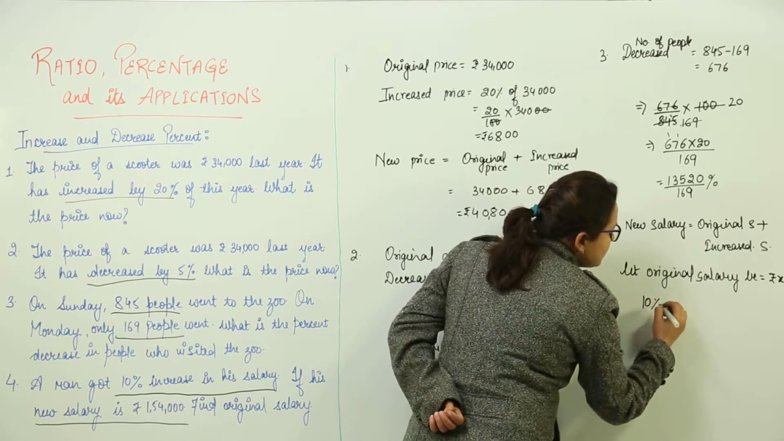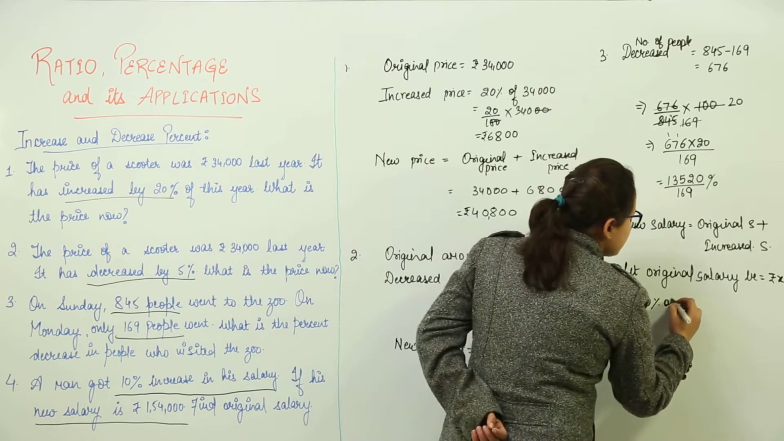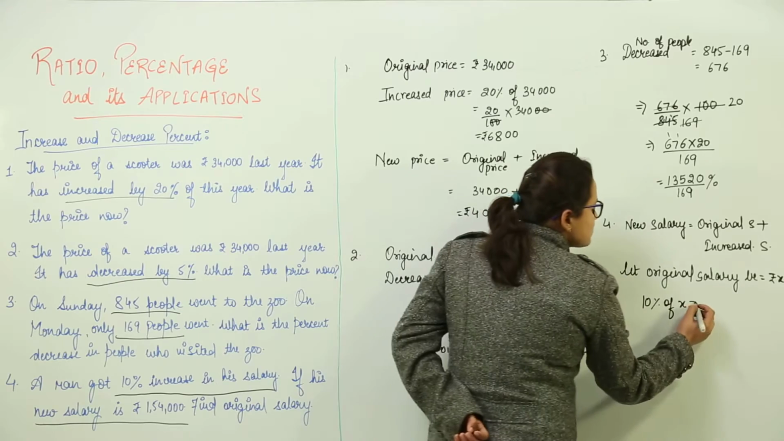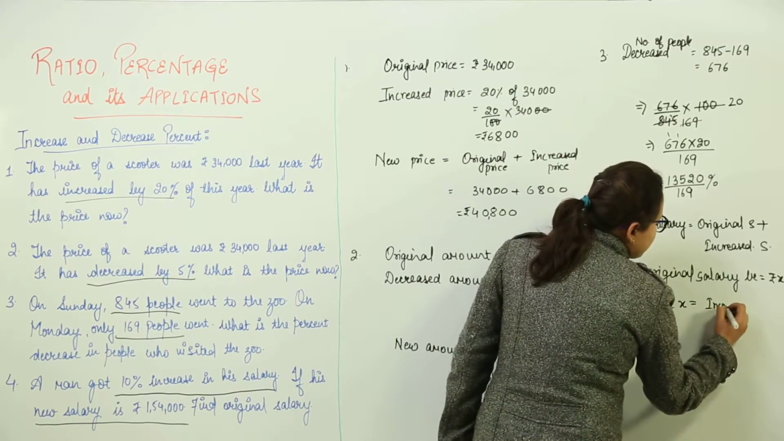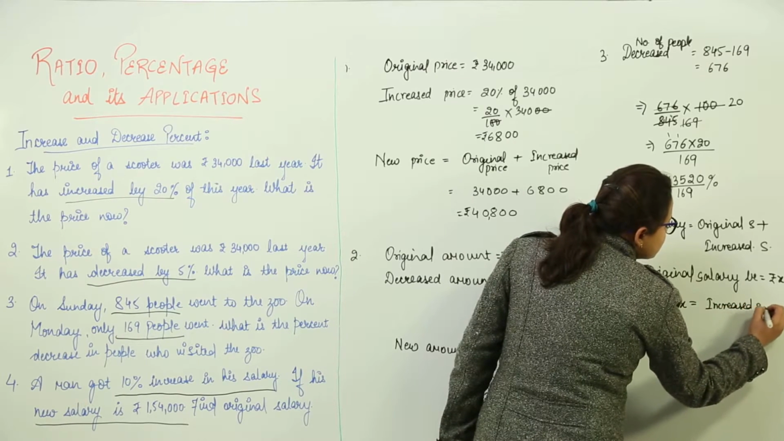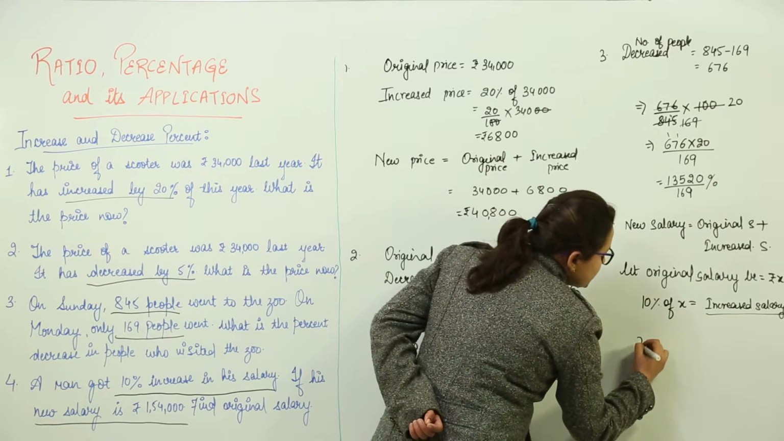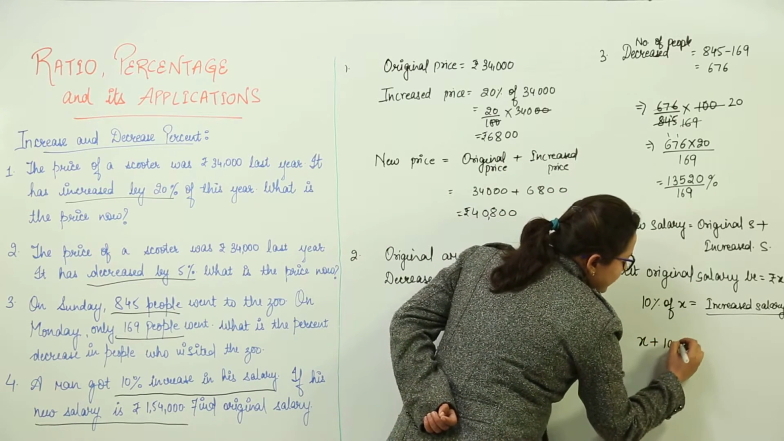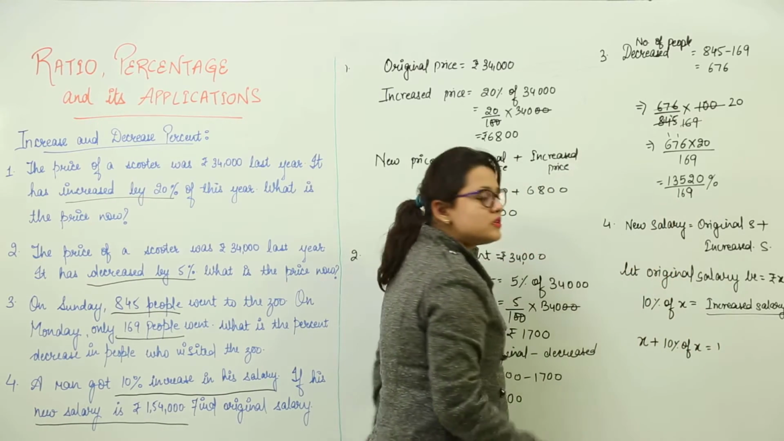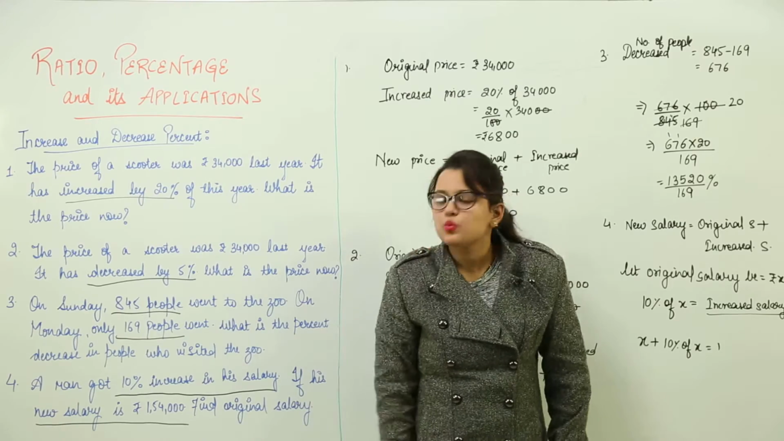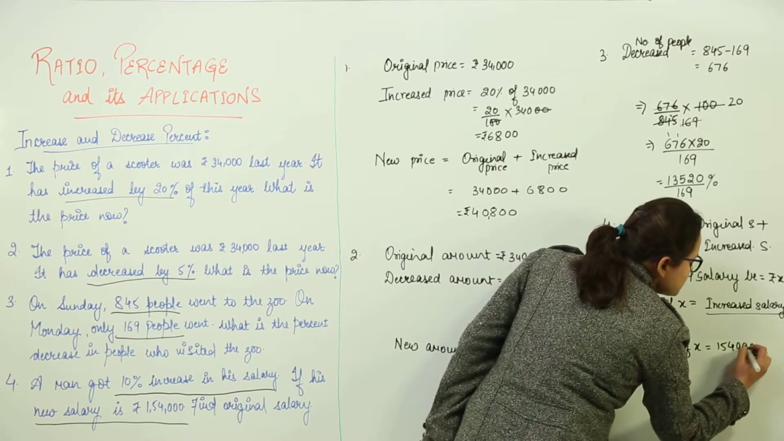They are already saying the salary is getting increased by 10%. That means 10% of X will be the increased salary. So I'll write increased salary over here. And what is the original salary? That we already have assumed to be X. So the total becomes X plus 10% of X equal to the new salary. Now what is the new salary provided in the question? That is 1,54,000. So I write 1,54,000 over here.